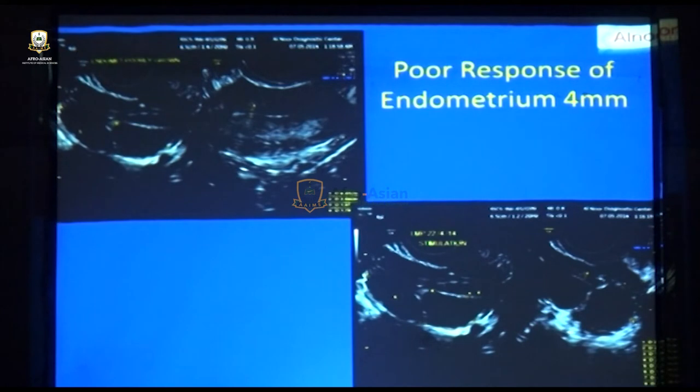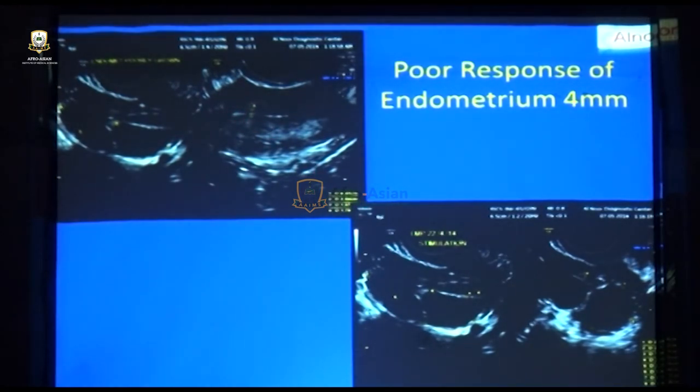That's the cycle which I'm going to show you. This lady had multiple stimulations and she had multiple follicles. She was asking, why have you become pregnant? Look at this follicle, multiple follicles here. 1, 2, 3, 4. Both the ovaries have 6 to 7 follicles. Ruptures are happening, fluid is coming, she's getting all the changes, but she is not becoming pregnant. Look at the response of the endometrium. The endometrium is barely 4 millimeter. So will she conceive? No.